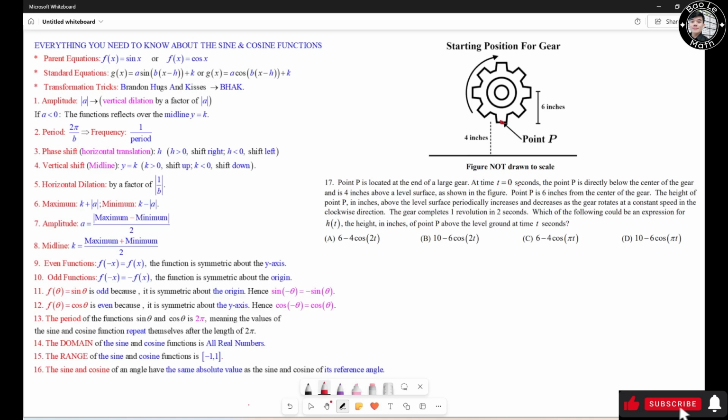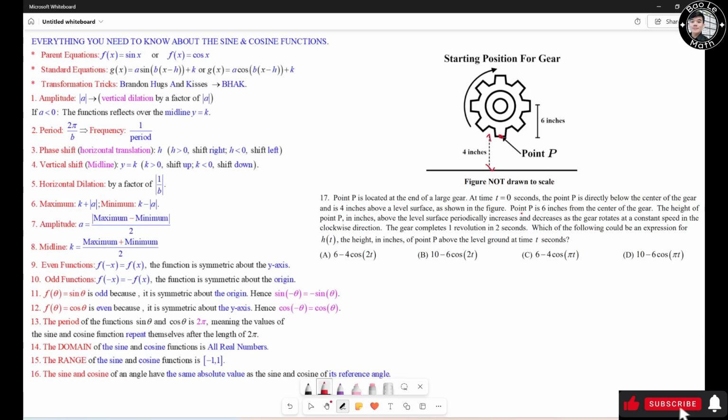At time t equals 0 seconds, the point P is directly below the center of the gear and is 4 inches above a level surface, as shown in the figure. So the distance from here to here is going to be 4. Point P is 6 inches from the center of the gear, right? So the distance from here to here is going to be 6 inches. So then the distance from here to here is still 6 inches, right?